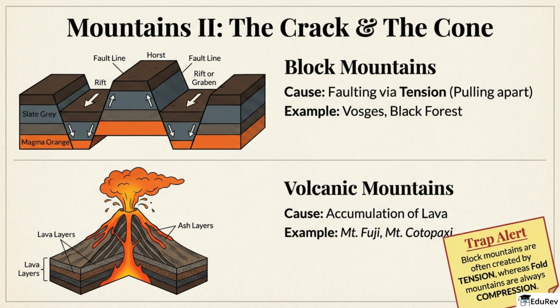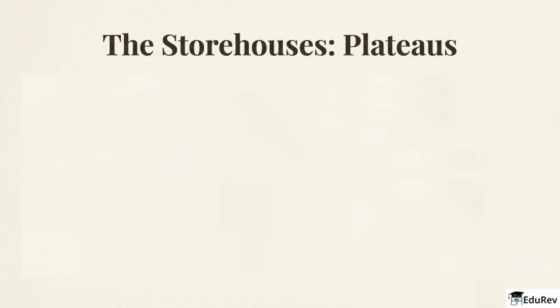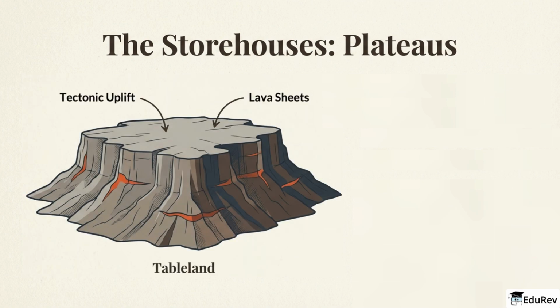Now we move to the next major landform, plateaus. Plateaus are called the storehouses, and that word is intentional. A plateau is a tableland, a high, flat surface. Formation cues on the slide are tectonic uplift and lava sheets. Then plateau types with examples.